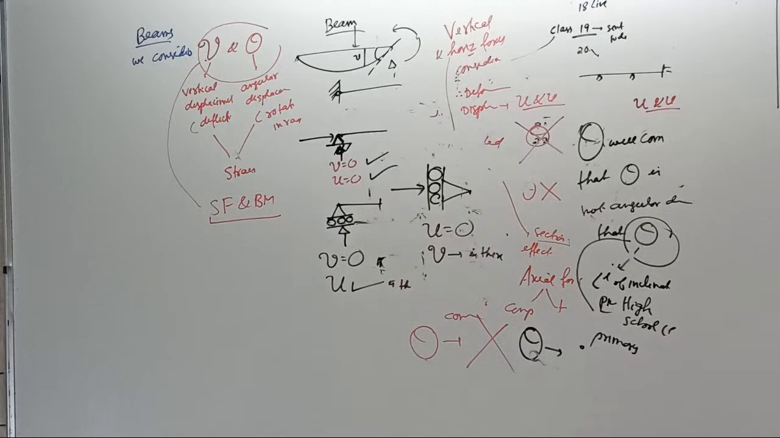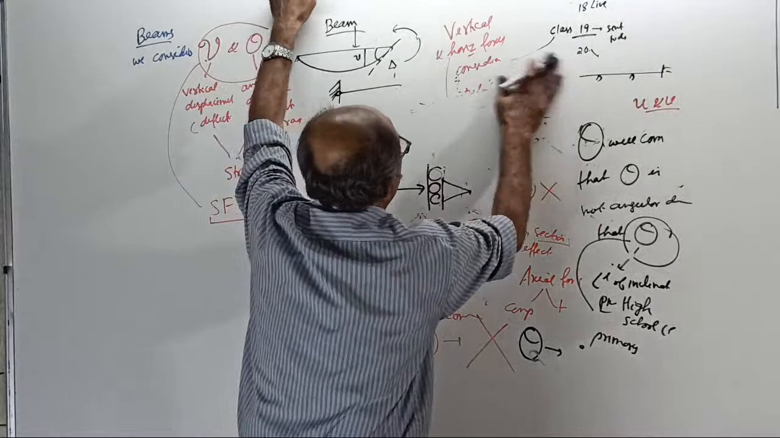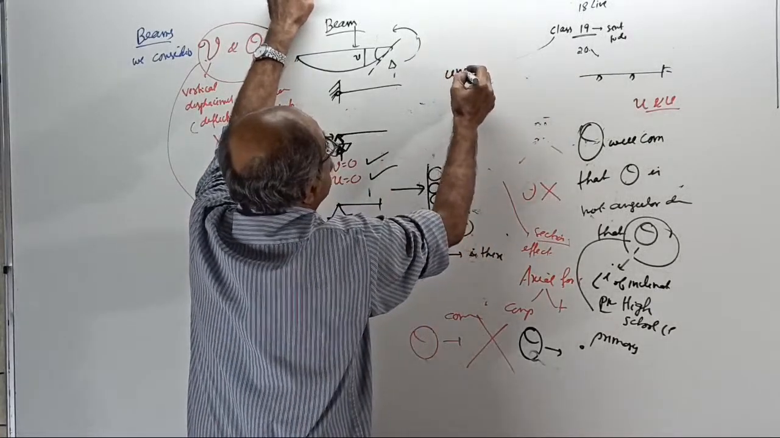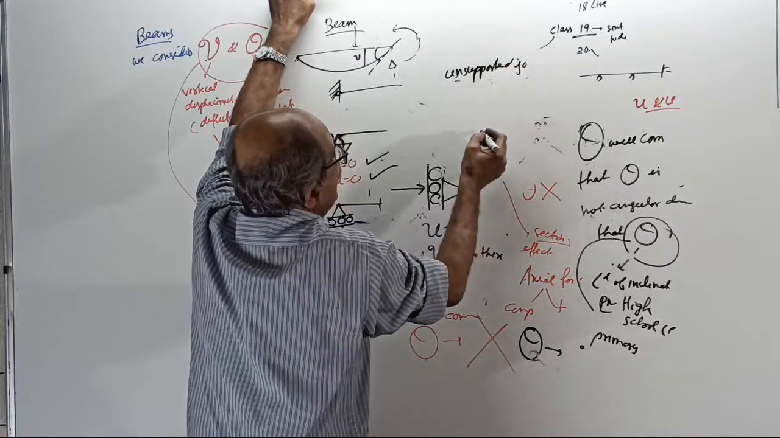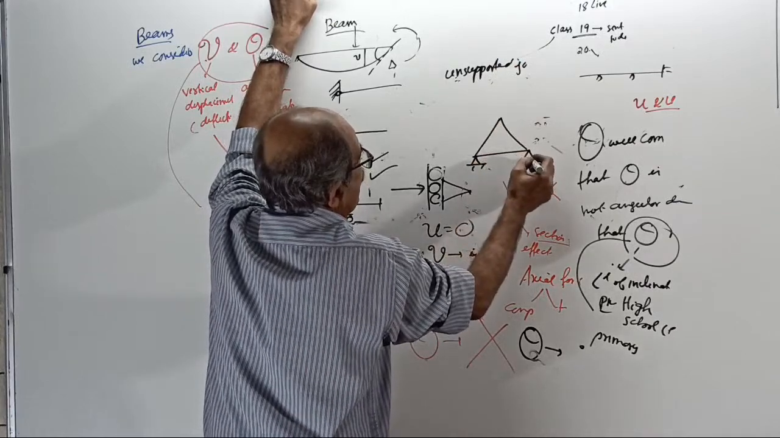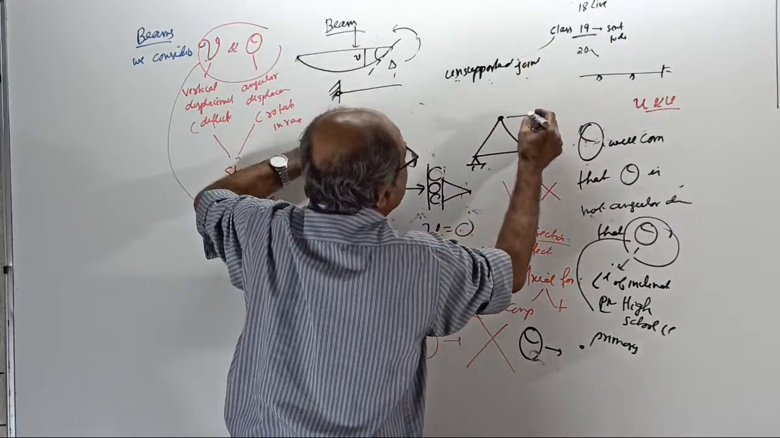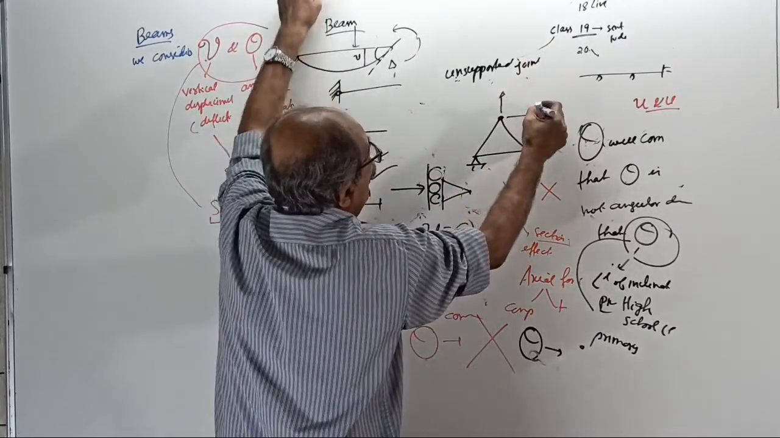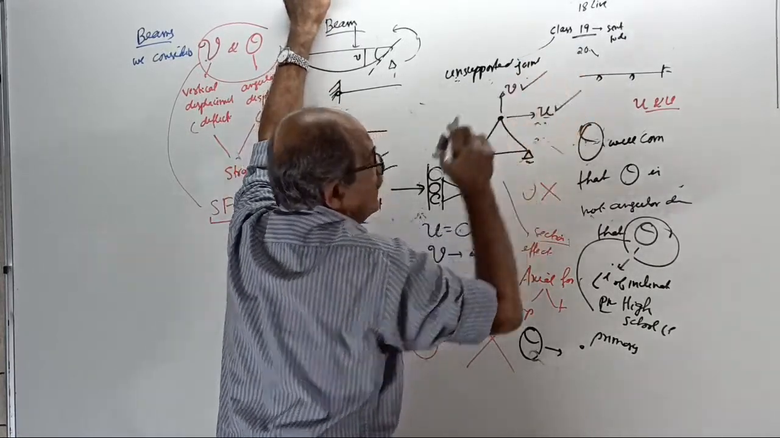If that is clear, I will go to the next step. This question will take 2 classes. Slowly we will do it. Then lastly, one more case: unsupported joint. Suppose a truss is given like this. This joint is an unsupported joint. It can move horizontally, it can move vertically. So both horizontal displacement and vertical displacement are there.